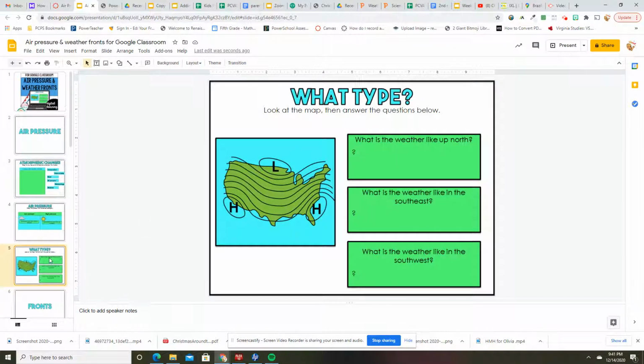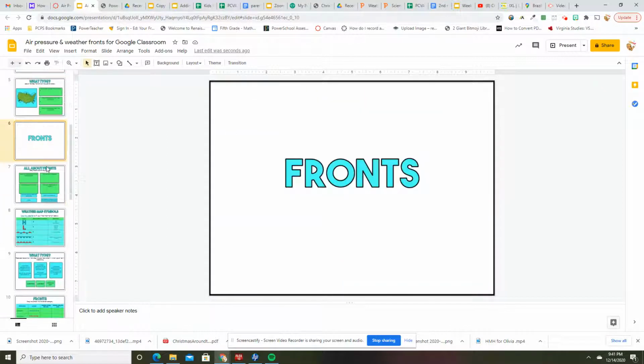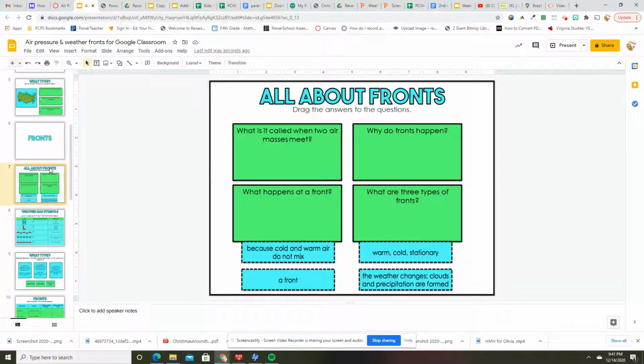Oops, I went backwards. Okay, so now we're talking about fronts. So, what is it called? And I think that you can do these by yourself. When we'll do them together. What is it called when two air masses meet? And that is a front. Why do fronts happen? Well, fronts happen because you cannot mix warm air and cold air.